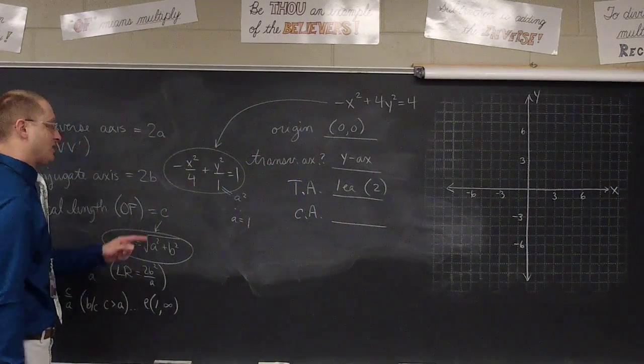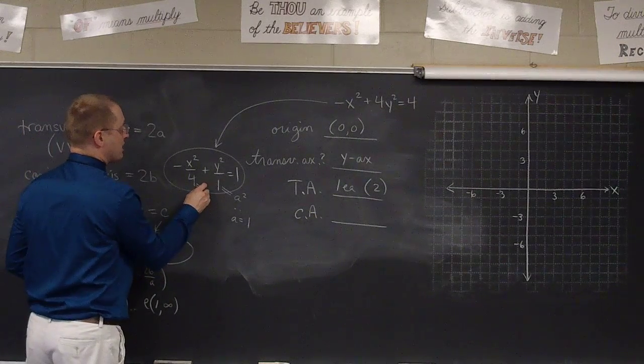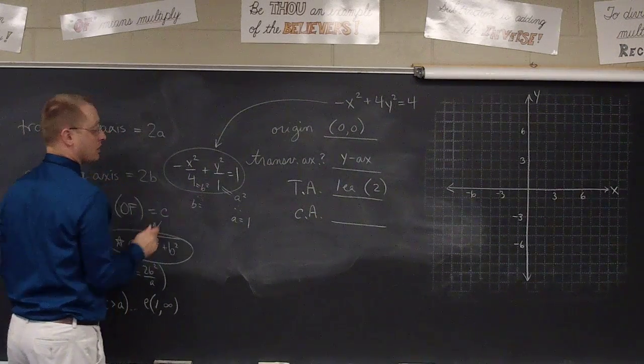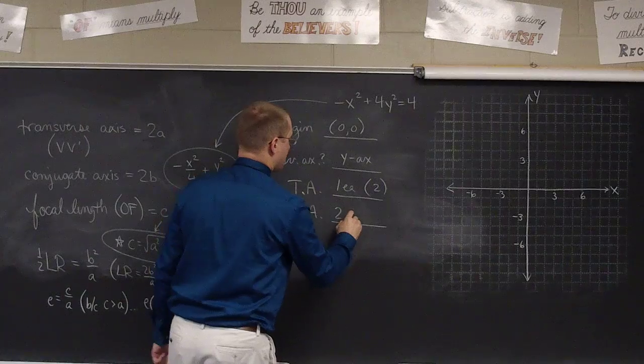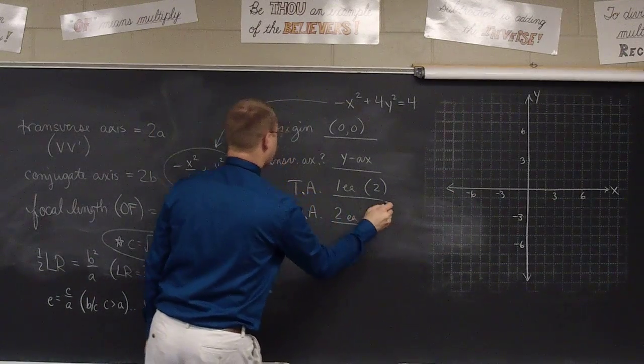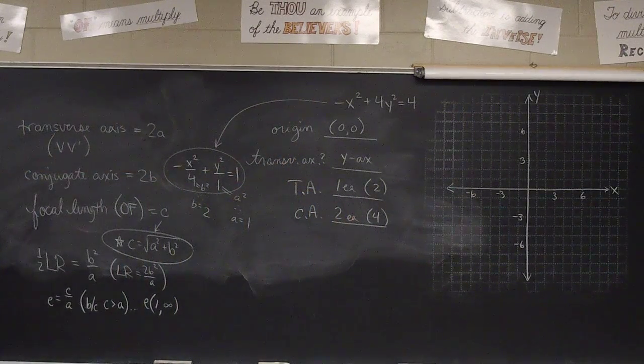Then, the conjugate axis. Well, again, the conjugate axis is the one that has the negative. But again, this is the b squared, therefore b is 2. So we could say 2 each, or 4 for the whole length of the conjugate axis.